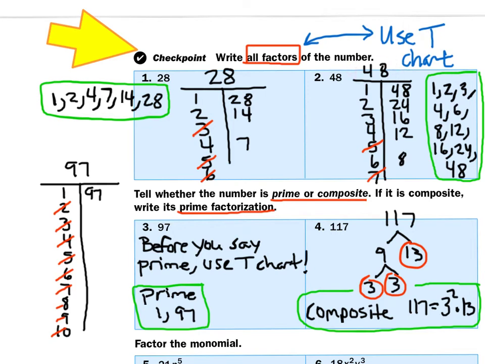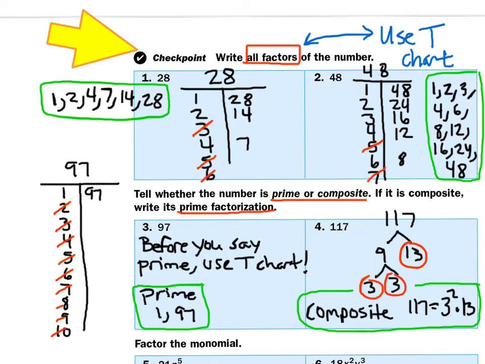Take a look at 48. Okay, I would start off the same way. 1 times 48, and then I try 2. 2 times 24. Then I try 3. 3 times 16. Then I try 4. 4 times 12. Then I try 5, but it doesn't work, so I strike it out. Then I try 6. 6 times 8. And then I try 7. And of course that doesn't work, so I strike it out.